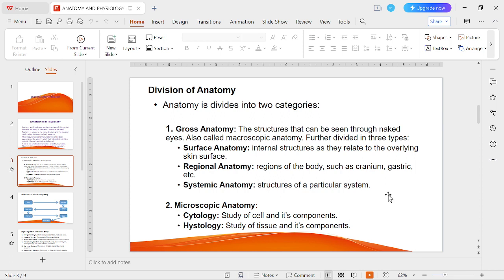Coming to microscopic anatomy, the second category of the whole of anatomy. Here micro means the smaller structures that we cannot see with our naked eye. So we need a microscope to see these structures. There are two further divisions in microscopic anatomy: cytology, the study of cells, and histology, the study of tissues and their components.